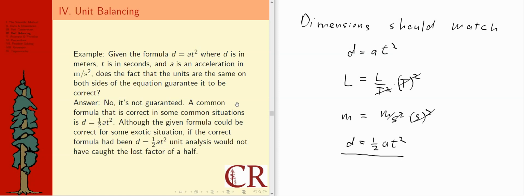So in that sense, unit balancing is a really cool tool to have to check for mistakes. Physicists use it a lot. I've used it a lot. I've noticed in math classes people don't use this as much, and sometimes I use it to catch my own algebra mistakes. So it's a really cool tool that you can apply in a lot of places, but just recognize it's not completely infallible.